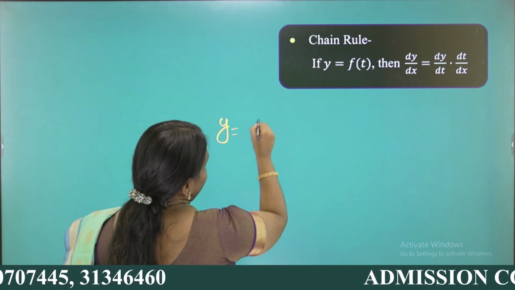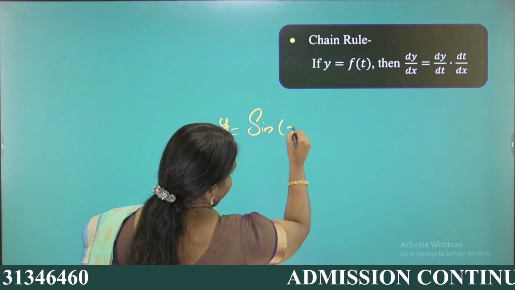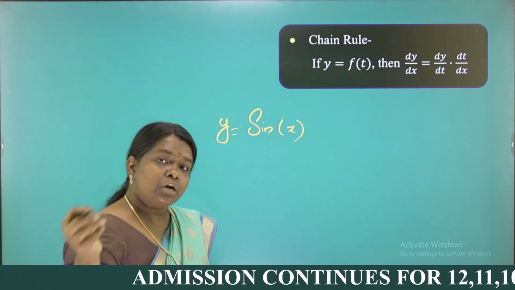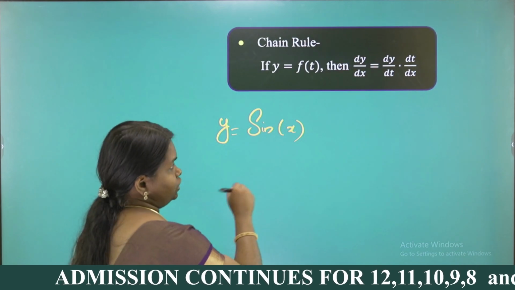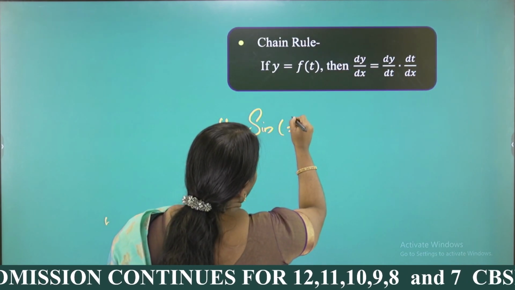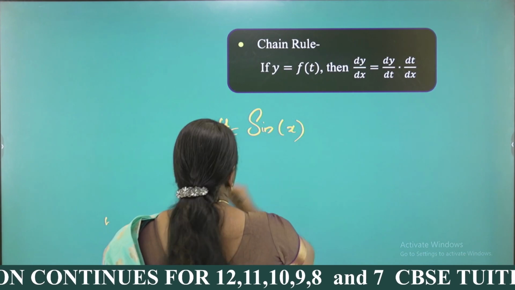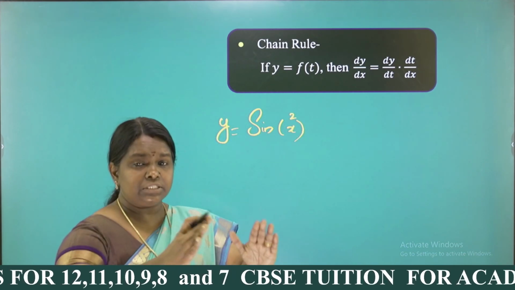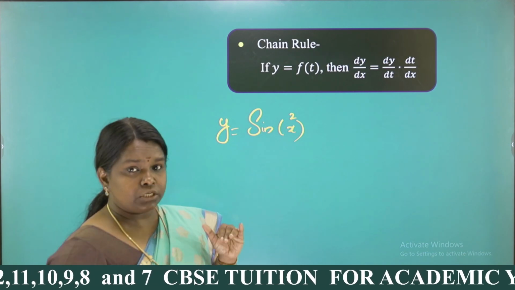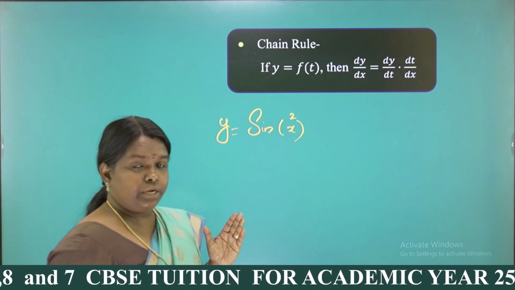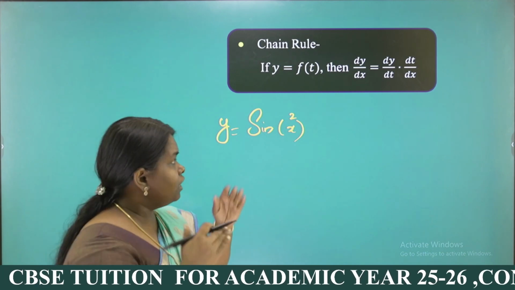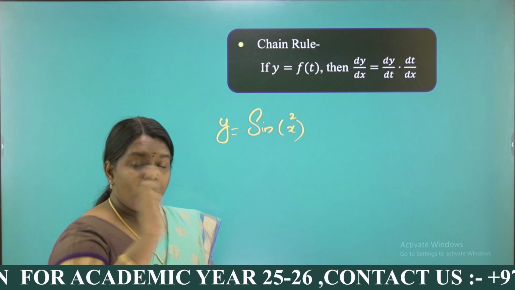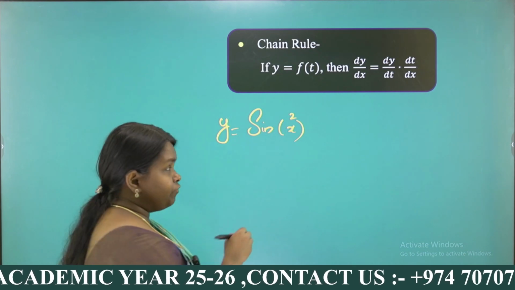y is equal to sine of x. You know the derivative, right? Sine x derivative is what? Cos x. But if I change this one to sine of x square, what will happen? Sine of x square. So now it is a chain of two functions, right? One is a trigonometric function, one is an algebraic function. Sine of x square or sine of x cube or sine of root x. So how will you find the derivative?